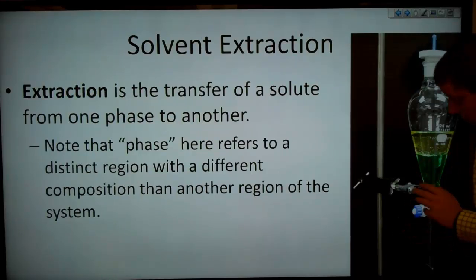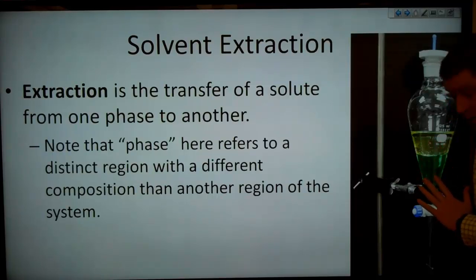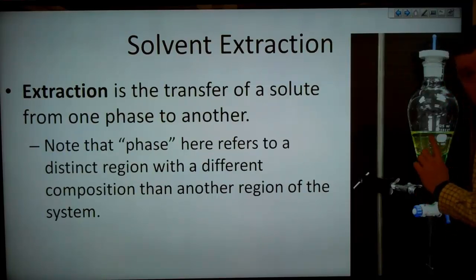That's two separate phases. We may have something like, in this case, colored water. This is just green food coloring in water. And then we have some oil, like some vegetable oil, on top. So we've got these two clearly distinct regions. One is an aqueous phase, one is an organic layer that's sitting on top.